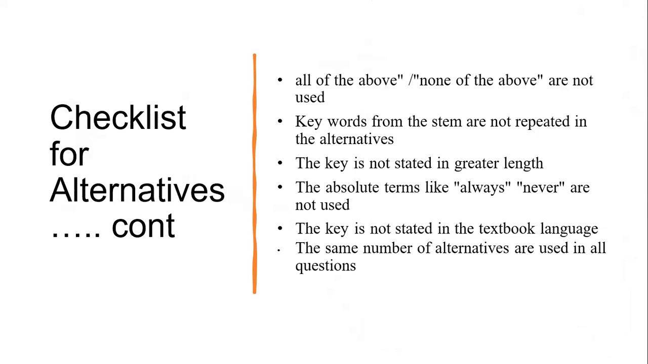Continuation for checklist for alternatives. All of the above and none of the above are not used. Keywords from the stem are not repeated in the alternatives. For example, if you have a keyword in the question, you can't put it in the alternatives because it can lead the students to the correct answer.